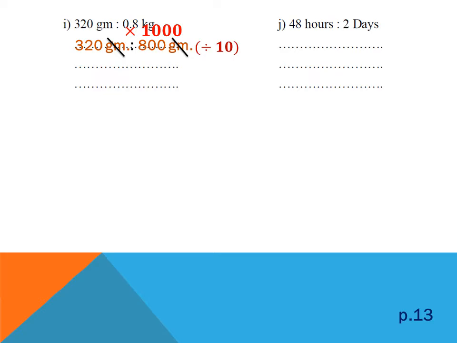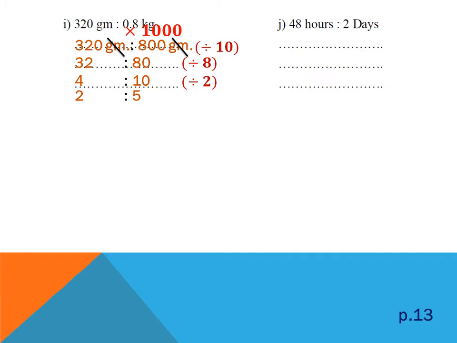Divide both of them by 10 to get 32 to 80. Here we have two even numbers. We check to divide by 2, 4, 6, 8 and so on. Okay? Here divide by 8. 32 divided by 8 is equal to 4 and 80 divided by 8 is equal to 10. Now we have two even numbers, divide here by 2. 4 divided by 2 equals 2 and 10 divided by 2 equals 5, and this is the simplest form.